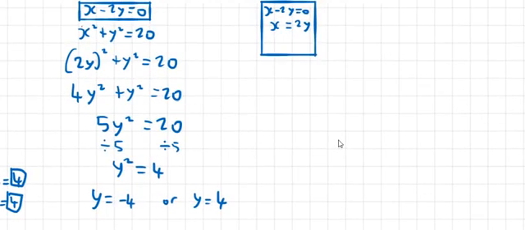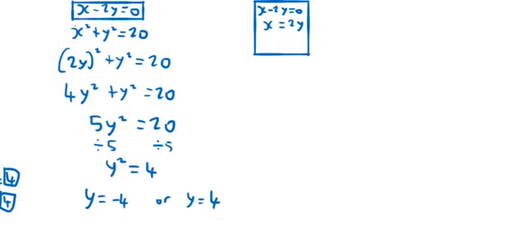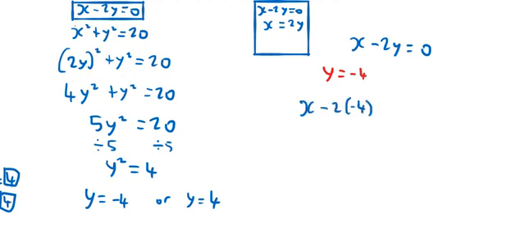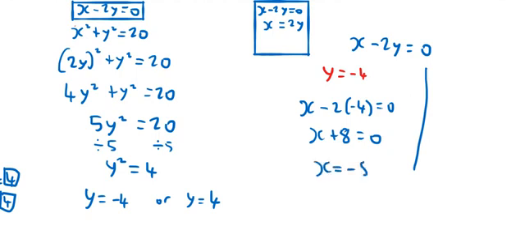So I'm going to sub both of those back into the equation. I'm going to sub them into x minus 2y equals 0. So for y equals minus 2, I'm going to get x minus 2 times minus 2 equals 0. So x minus 2 times minus 2 will be plus 4, so x plus 4 equals 0. So subtract 4 from both sides, so x equals minus 4.